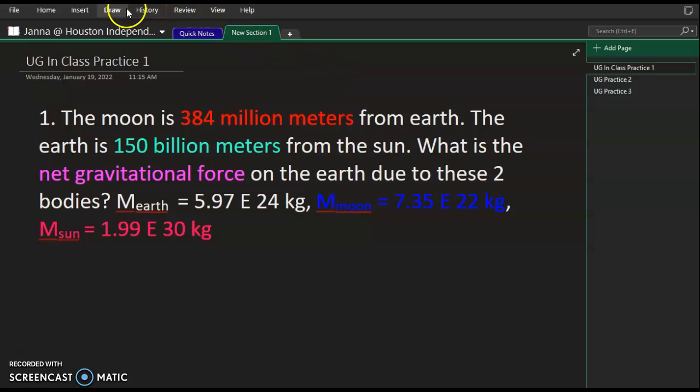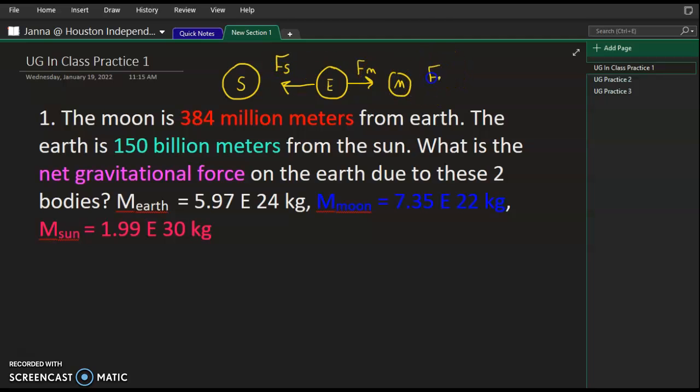So I'm going to go ahead and draw this here. Here is the Earth. The Earth is gravitationally attracted to the moon. The moon exerts some pull. I'm going to label this force F moon. And then we have the sun. The sun is pulling on the Earth, so the Earth is gravitationally attracted to the sun. I'm going to label this Fs.